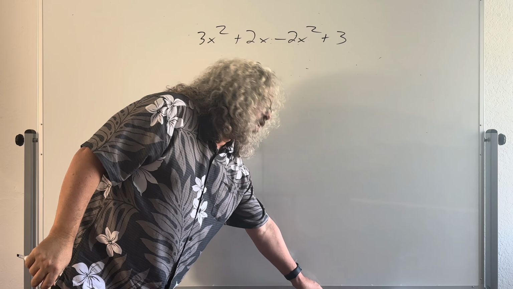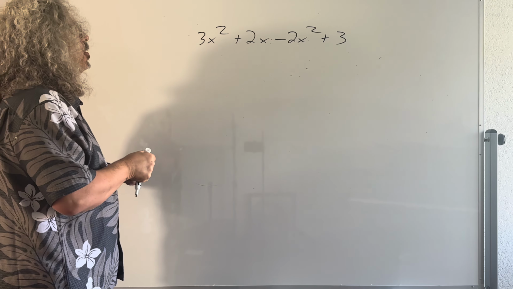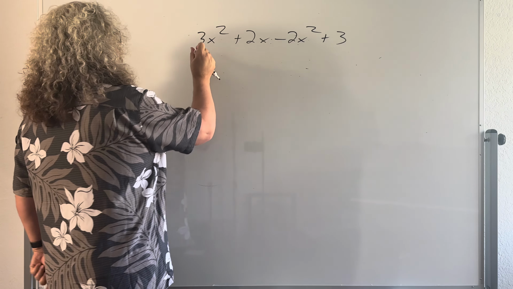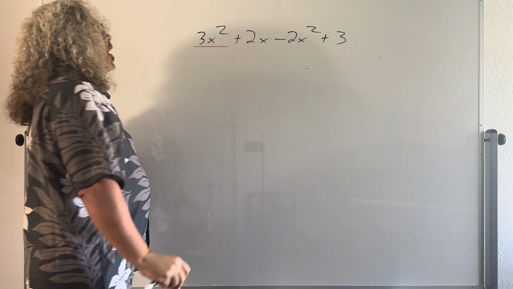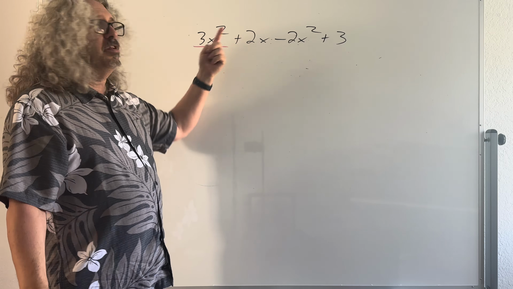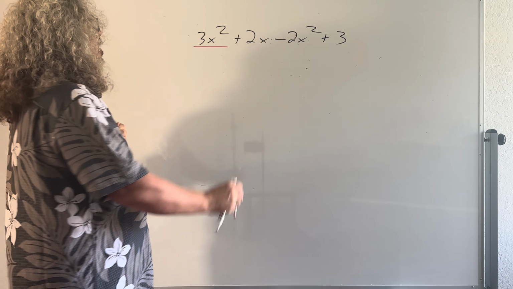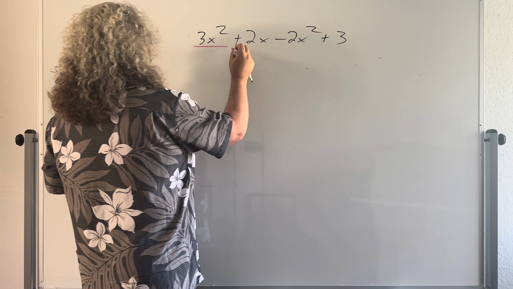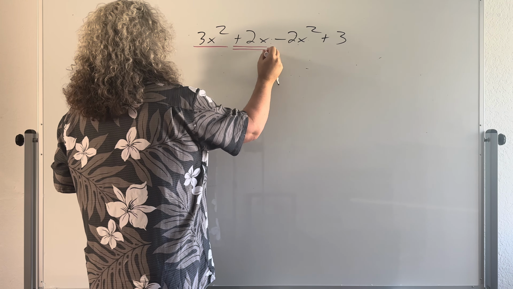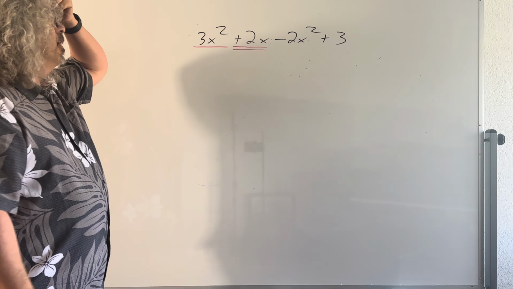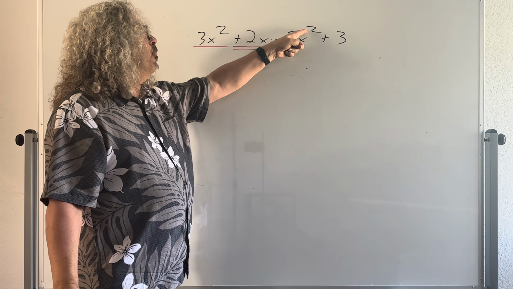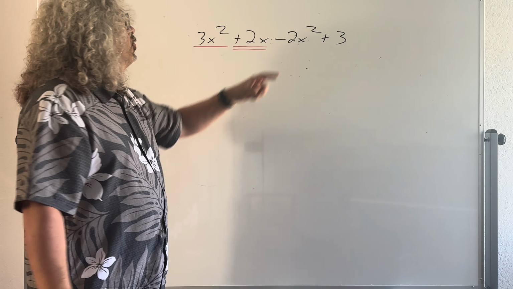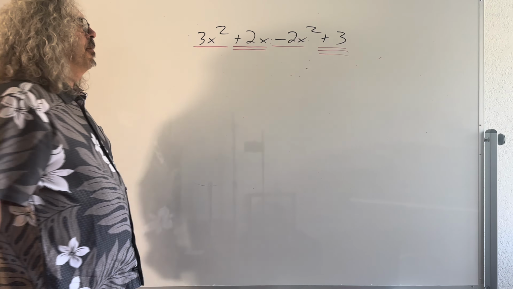What I like to do is I like to underline the like terms. So I see I have a 3x squared, so I'm going to underline it. I have a positive 2x, and yes, please use the sign. Now, it has the same letter, but a different exponent, so it's not the same, so I'm going to put a little double underline behind it, okay? Now I have a minus 2x squared. Well, look, x squared, they're the same. So I'm going to give it an underline. And there's just a number. So I'm going to give it a triple underline because it's different from all of them.